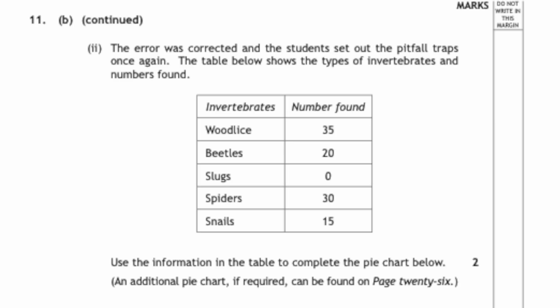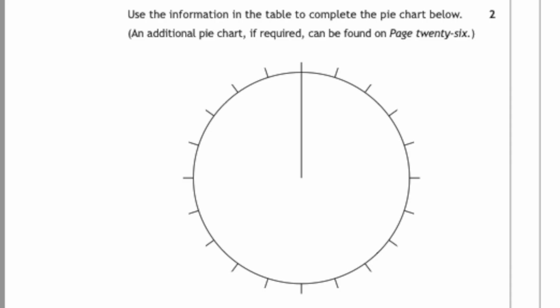Right, next one. So they went back, they fixed it, and they got some numbers. So the error was corrected, and the students set out the pitfall traps once again. The table below shows the types of invertebrates and numbers that they found. So they've got woodlice, beetles, slugs, spiders, snails, and the number found was 35, 30, 0, 13, 15. And then they've got one of those circles with wee tick marks around it, so you can make up a pie chart. Now, if you add up the number of things that they caught, you will find that it adds up to 100.